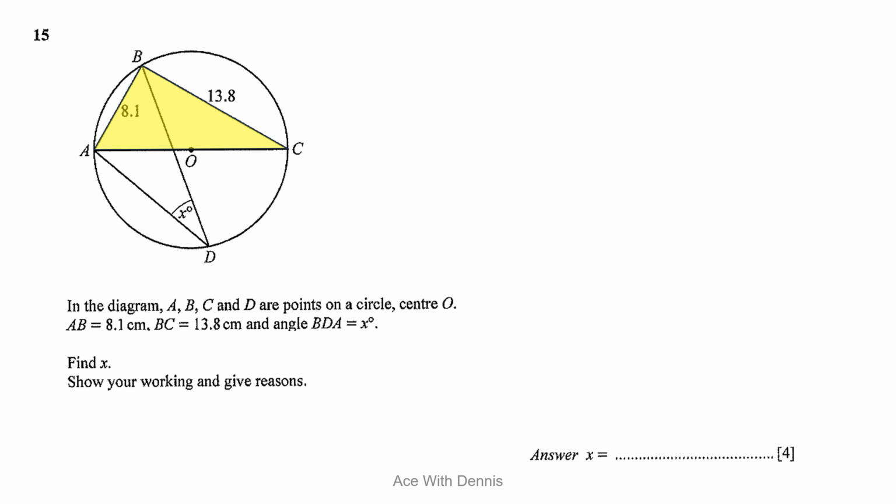So this is a right angle triangle where angle ABC equals 90 degrees. This is because it is an angle in a semicircle. Then we can find this angle ACB using tangent. Tangent of angle ACB equals the opposite side, which is 8.1, divided by the adjacent side, which is 13.8. Then we solve this equation.